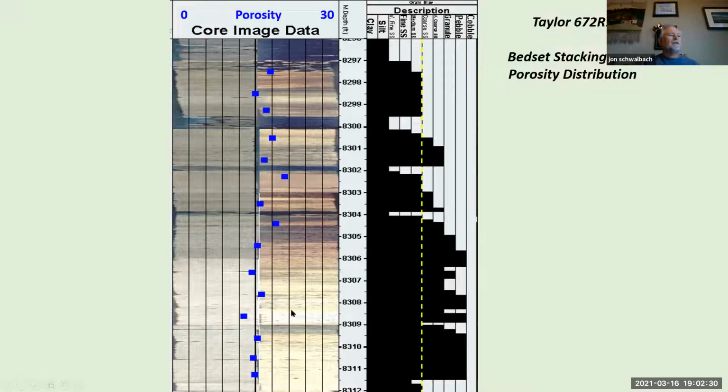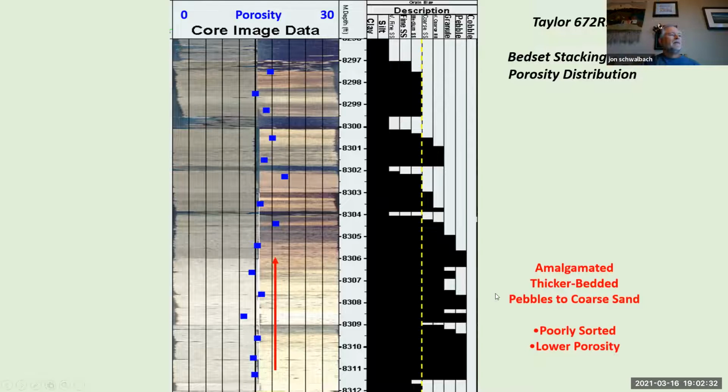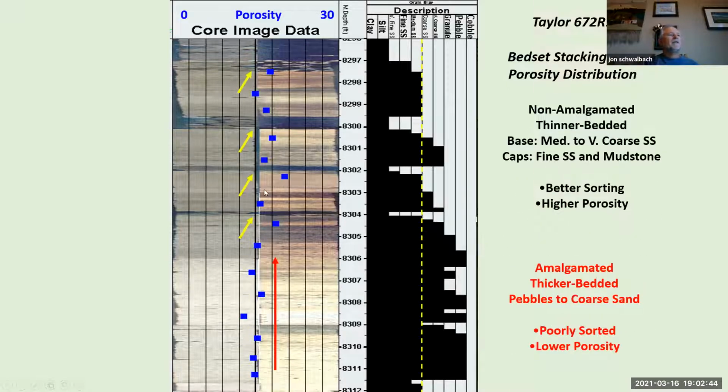This whiter unit's actually a cemented sand, but those represent the amalgamated, thicker bedded pebbles to coarse sand. And then once we get above here, you can start seeing these fining upward packages that represent more the Bauma type sequences. And for each one of them, we have higher porosity values near the tops of the structure. So we're seeing the impact of the stratigraphic stacking in terms of the rock distribution.